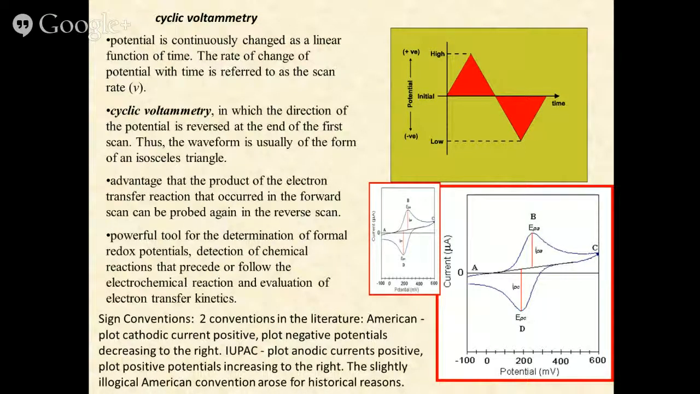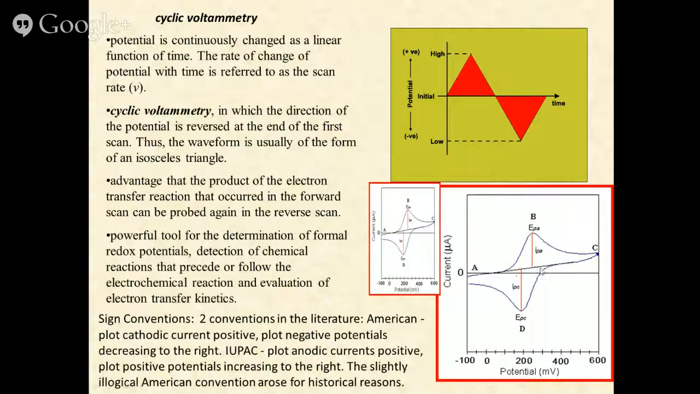So this is a powerful tool for the study of reversible reactions. It can also be used for the study of irreversible reactions. Now, whatever has got oxidized in the forward scan can get reduced in the reverse scan. So therefore, the current in the anodic peak IPA must be equal to IPC.